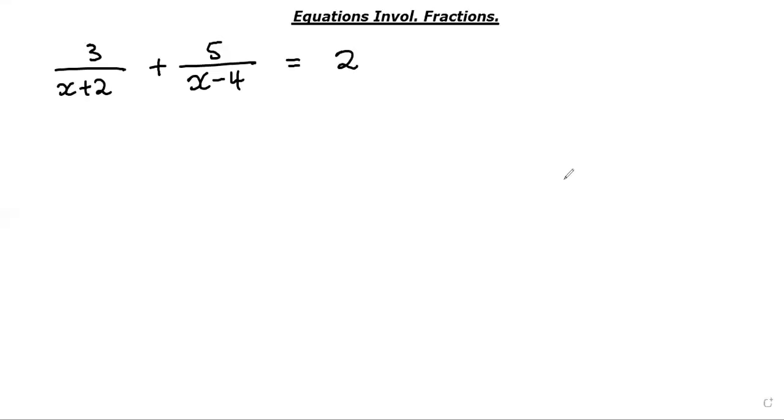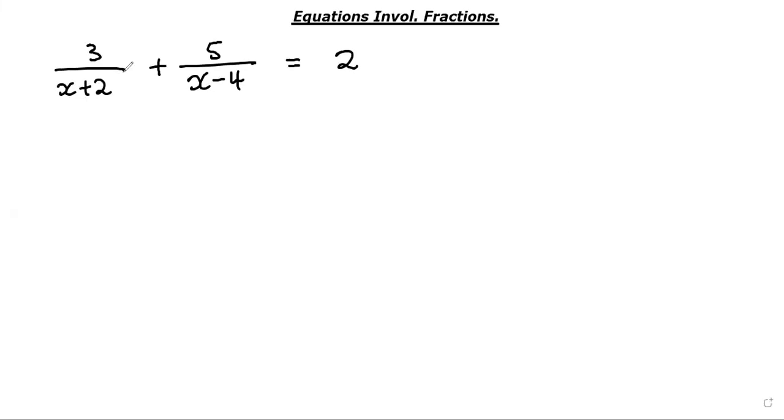So the focus for today is on solving for x in equations involving fractions. Every time you have equations involving fractions, you must know that we hate the fractions. And our aim here is to destroy the fractions. The question is, how do we destroy the fractions? By multiplying every term in the equation by the LCD.